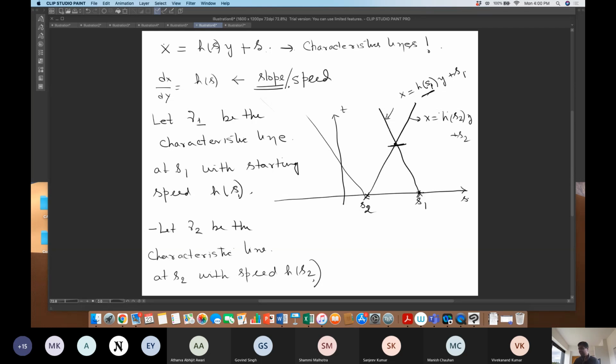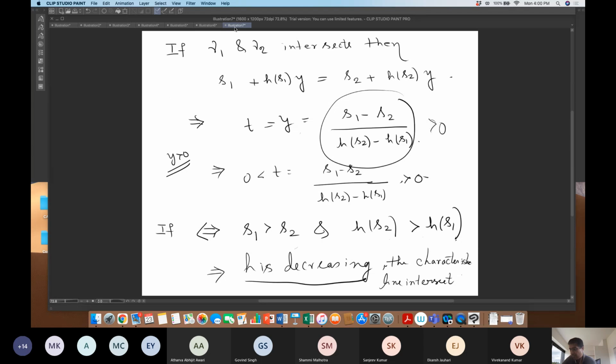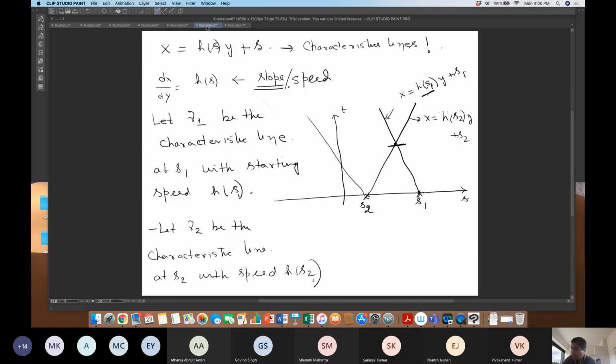Sir, h of s would be equal to s. H of s? No, I am saying suppose h is a decreasing function. Then we have seen that this type of thing happens. At y positive, in this region, these two lines have to intersect somewhere. Yes or no? Is that agreed? If h is a decreasing function, then it might happen that the characteristic lines intersect.